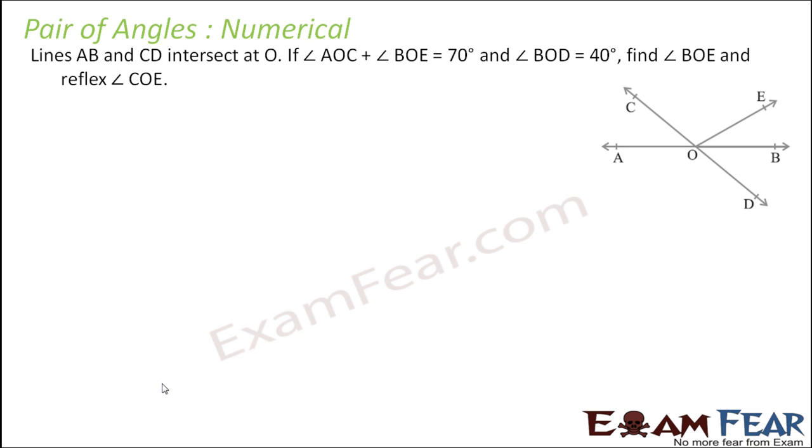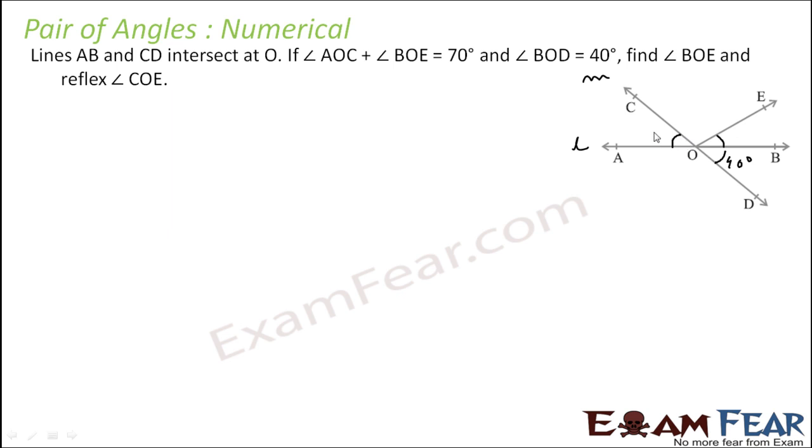Let's take this example. Line AB and CD, these two are lines. I'll write them as line L and line M, so you understand that they are lines, that is, their angle is 180 degrees. They intersect at point O. Angle AOC plus angle BOE is equal to 70 degrees, and angle BOD is 40 degrees, given.